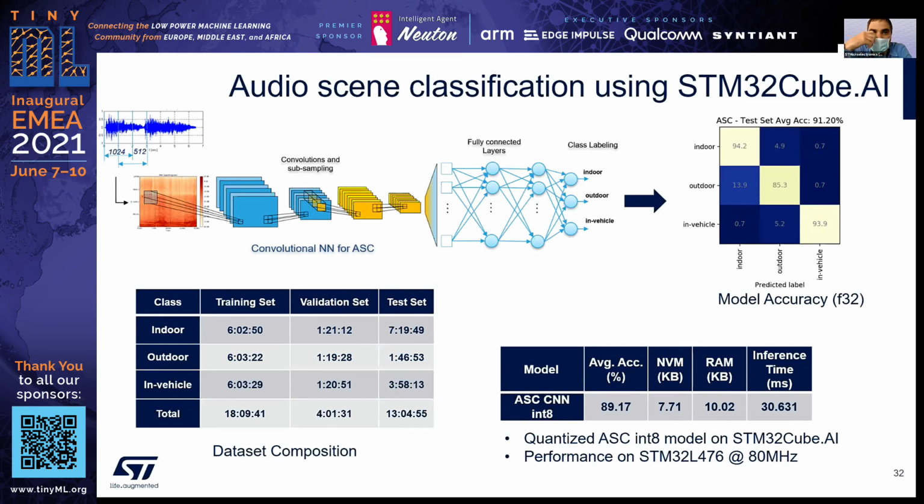On the left side, you can find the data set that we used for the training set, validation set, and test set. As you can see, we used 18 hours of audio tracks for the training set, 4 hours for the validation set, and finally 13 hours for the test set.